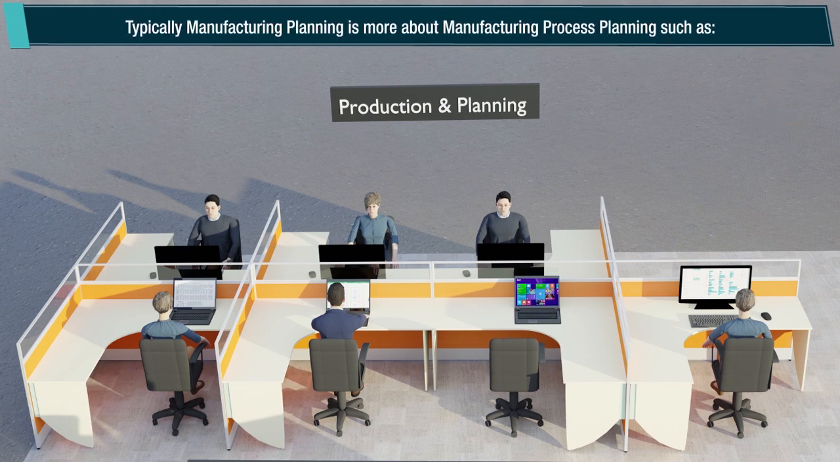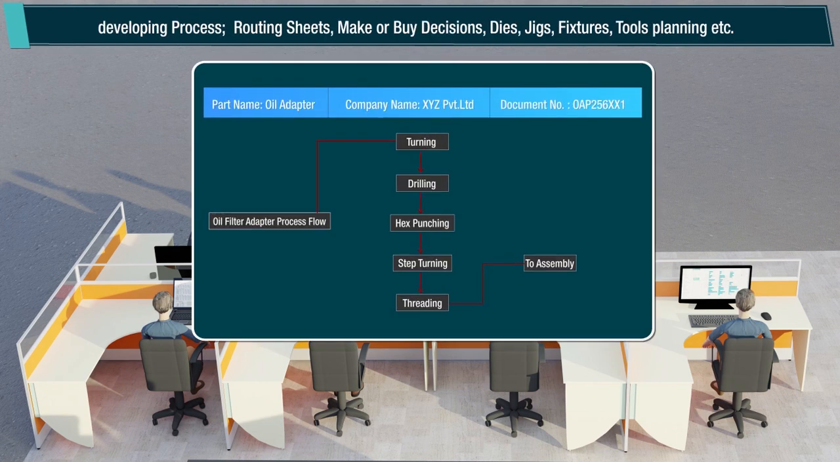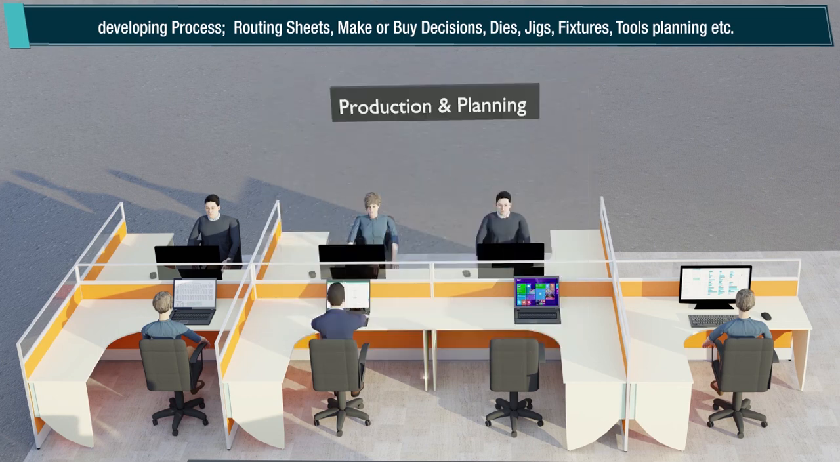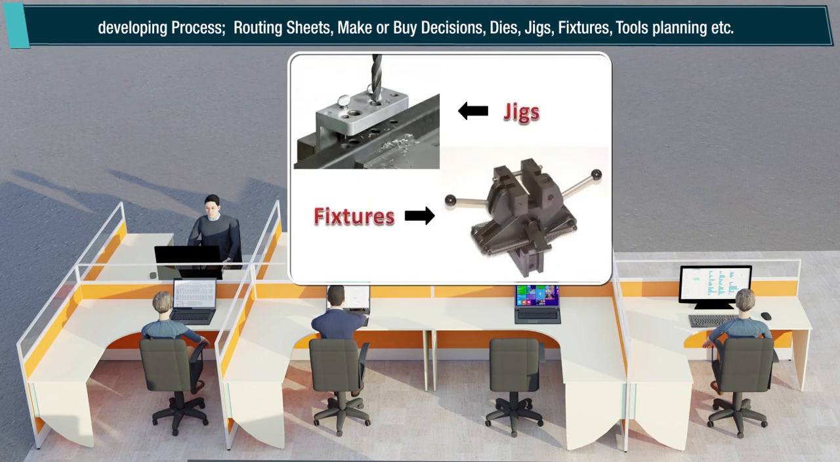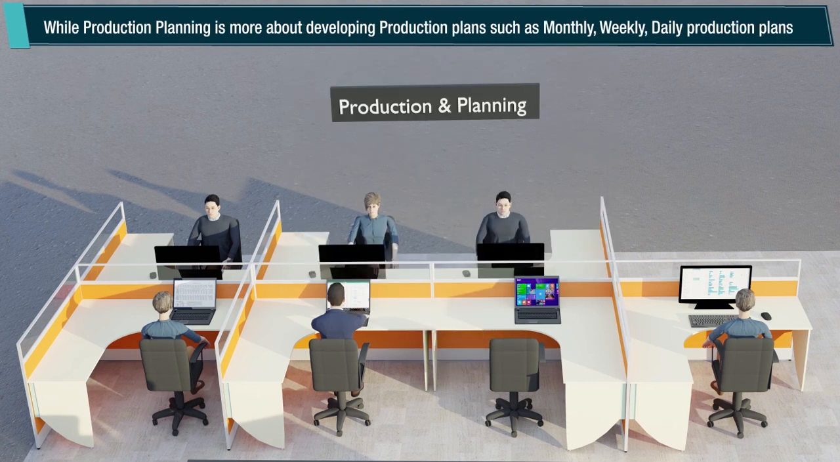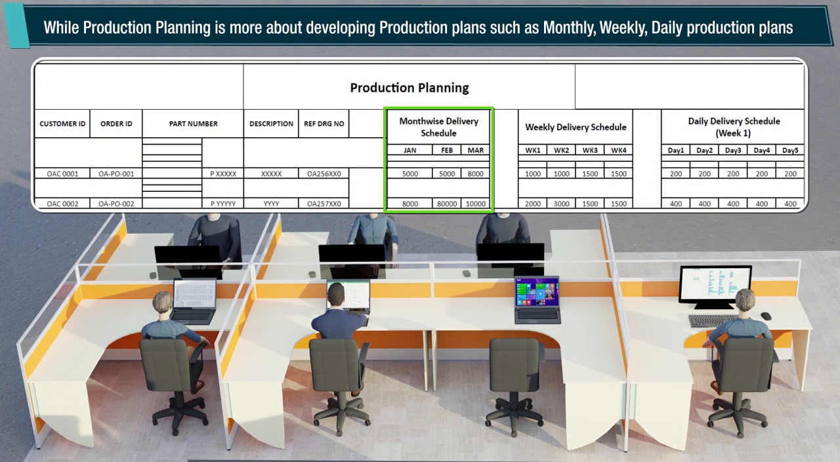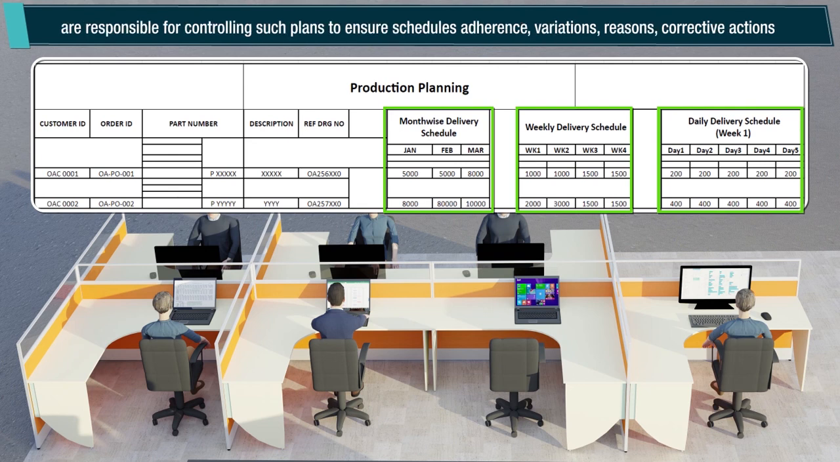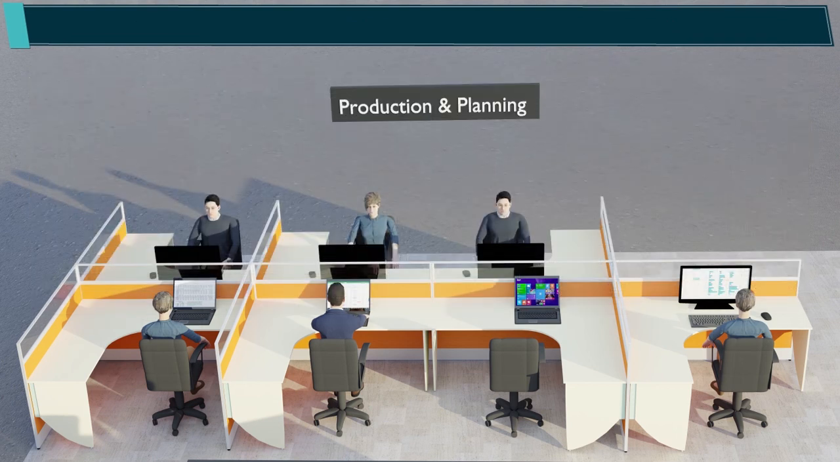Typically, manufacturing planning is more about manufacturing process planning, such as developing process and routing sheets, make or buy decisions, dies, jigs, fixtures, tools planning, etc. While production planning is more about developing production plans, such as monthly, weekly, daily production plans, and is responsible for controlling such plans to ensure schedule adherence, variations, reasons, corrective actions. We shall know more about this as we get into the specific lessons.